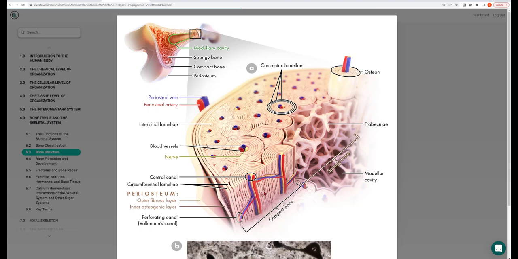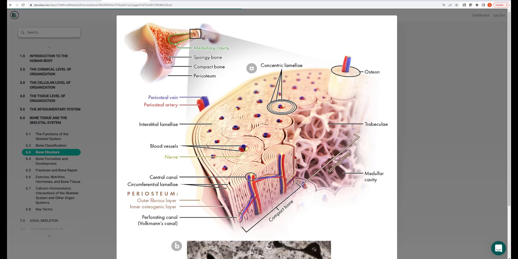One last structure here is that notice that there is connection of blood vessels and nerves between one central canal and another central canal. The neighboring osteons talk to each other through these canals, and these canals are called the perforating canals. Perforating canals were described after a dude named Volkmann. So you'll see Volkmann's canals or perforating canals, same thing. And they are these connecting canals between the central canals, okay? Again, carrying blood and nerve tissue through there.